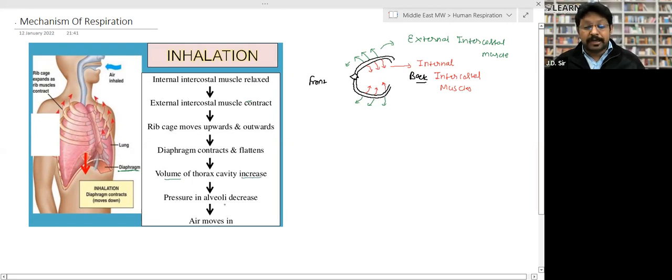When volume increases, the pressure inside the alveoli, meaning the lungs, will decrease. When pressure inside decreases and in the atmosphere the pressure is high, what will happen? Automatically the air will go from the external atmosphere to our lungs. That's how breathing takes place. Is it clear or not? Please tell me.